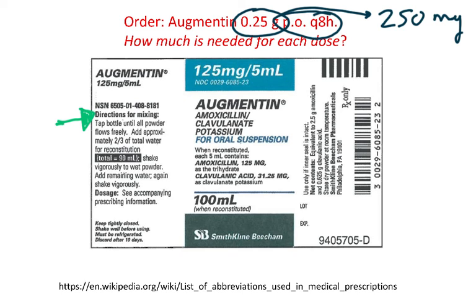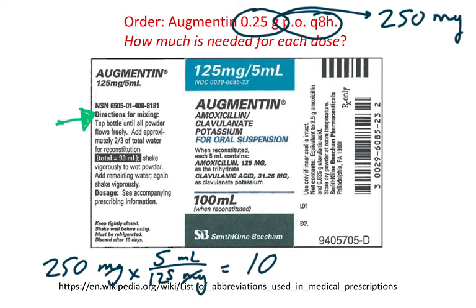Okay, how much is needed for each dose? That means how many milliliters do we need? So the patient needs 250 milligrams. It takes 5 milliliters to get 125 milligrams. And so we would need 10 milliliters. And I think that looks good because the 5 has 1 sig fig, and so 10 has 1 sig fig. So 10 milliliters would be our answer.